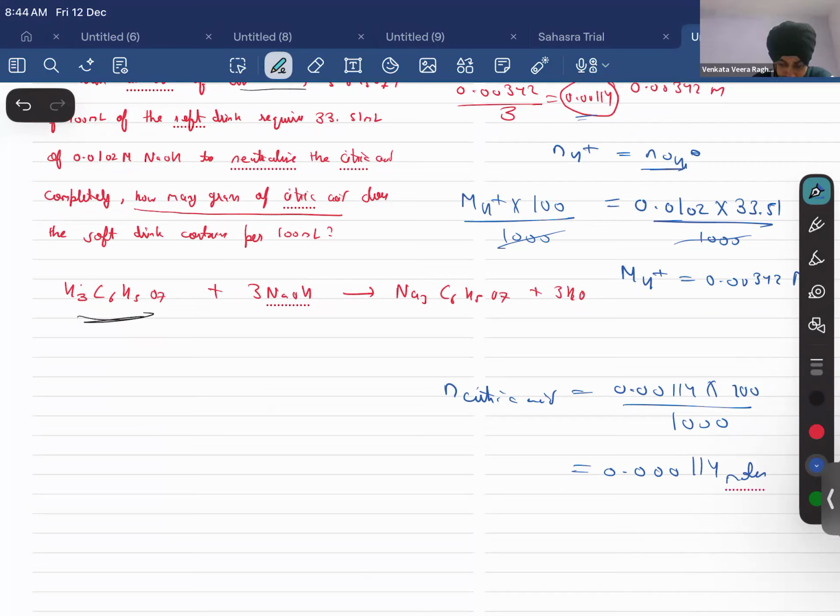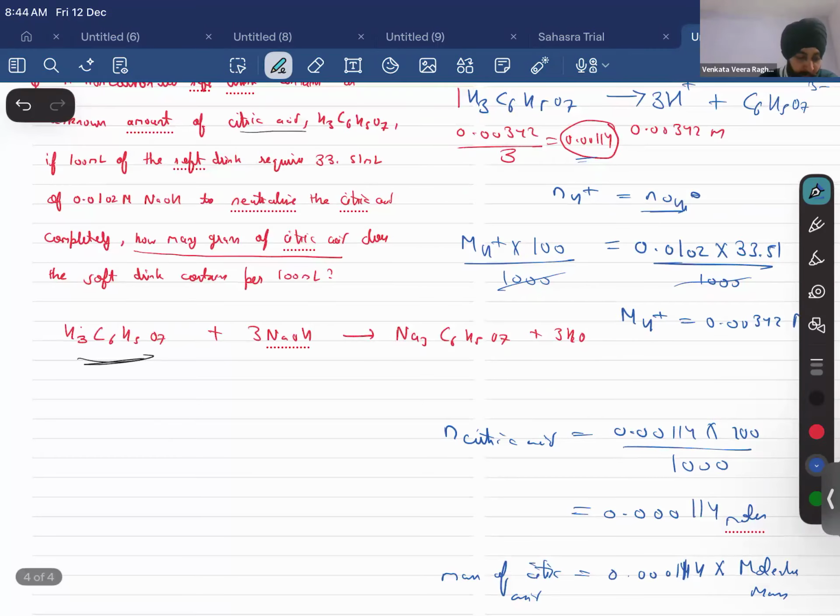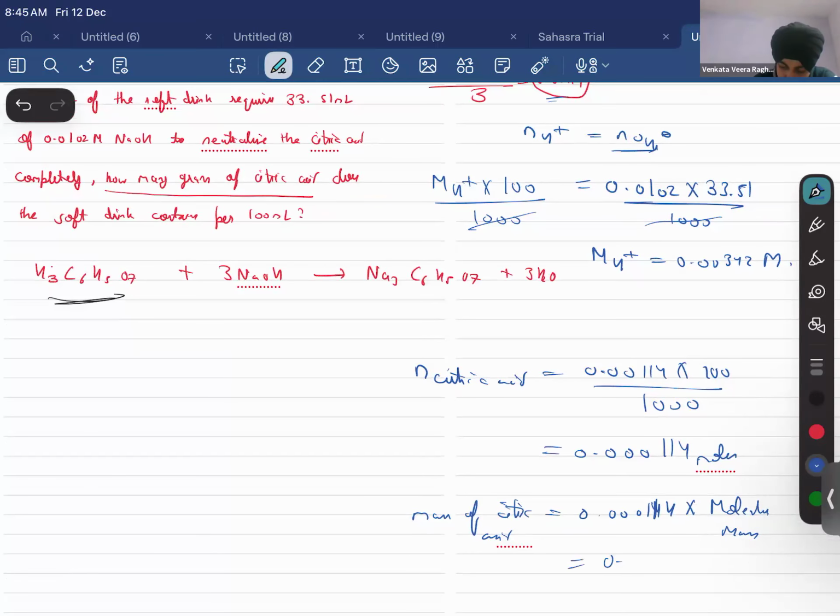And then if I want to find the mass of citric acid in grams, just multiply these moles by the molar mass, you know it. So what is the molecular mass of citric acid? You have to find it from here. 192, sir. Yes, 192. Multiply this value by 192 then. 0.000114 into 192. Check. How much are you getting?